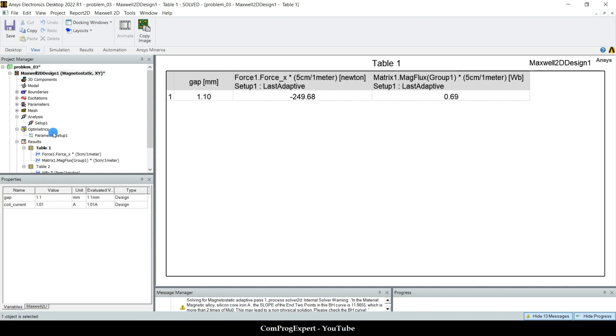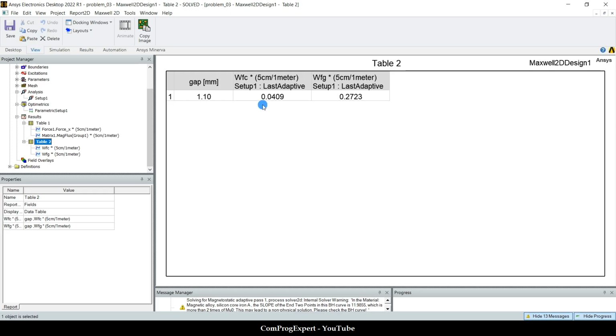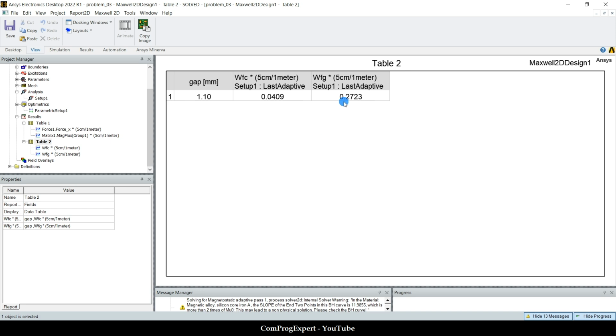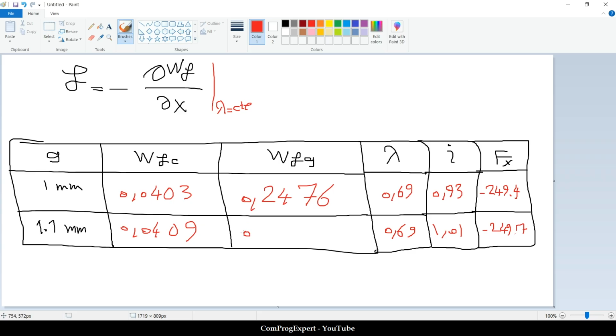Now let's check the value of the stored energy in the core: 0.0409. The value of the energy in the gap is 0.2723. So as you can see here, the variation of the energy in the iron parts is very low, right? The partial derivative is 0.